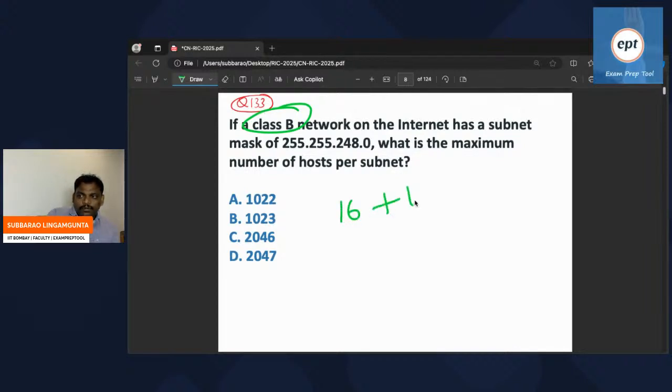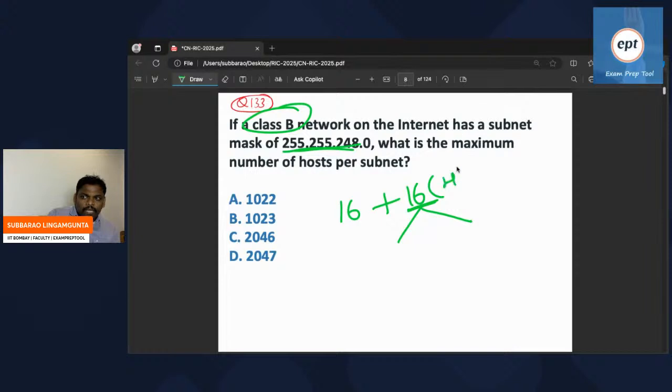Class B is 16 plus 16. In the first 16, we see the mask one time. What's the answer? The mask contains 248, which means I think 4 bits. So 16 plus 4, 20 bits for the mask. So by seeing that I can easily say, if you observe clearly, 12 bits for subnet and 16 bits for host.